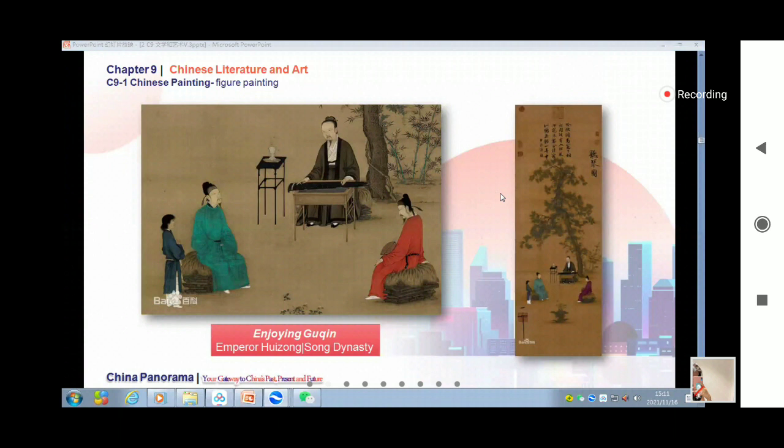So in Song Dynasty, the painting is more detailed. You can look at this Guqin, look at this table, you see the fan, and it's more colorful because the technology is more developed than in Tang Dynasty. So then continue to the present date, the modern world.